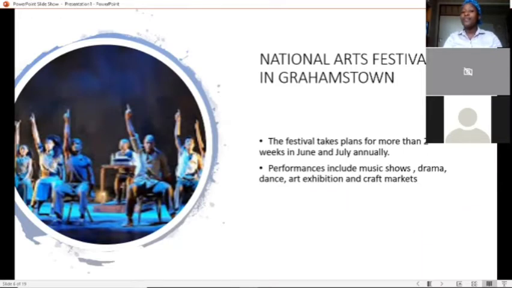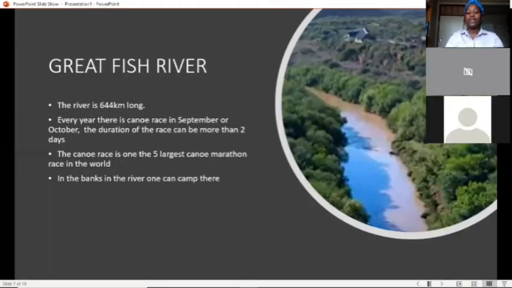The second one we have is the National Arts Festival in Grahamstown. This festival happens annually between June and July, and it takes more than 2 weeks. You may say 2 weeks is a lot, but a lot is happening: drama, dance, art exhibitions, craft markets, music shows, films, everything. That's the reason why it takes longer, right? Okay, ma'am. Any art that you can think of, you'll find it there.